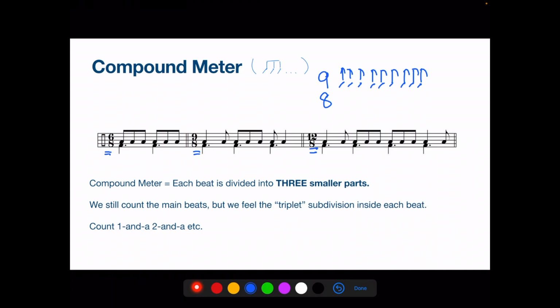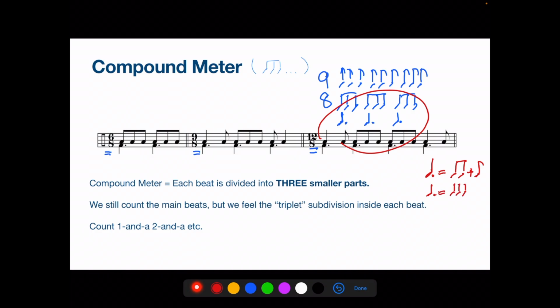So compound meter means that we are going to group these small notes into three groups of three. Okay, so in this case, you would actually see groups of 3 eighth notes, which could also be equal to a dotted quarter. And if you're wondering why and how this works, well, remember a quarter note has one beat, and it's equivalent to two eighth notes, right? If we add a dot, that means we add half of its value, which is another eighth note. So a dotted quarter means there are 3 eighth notes.